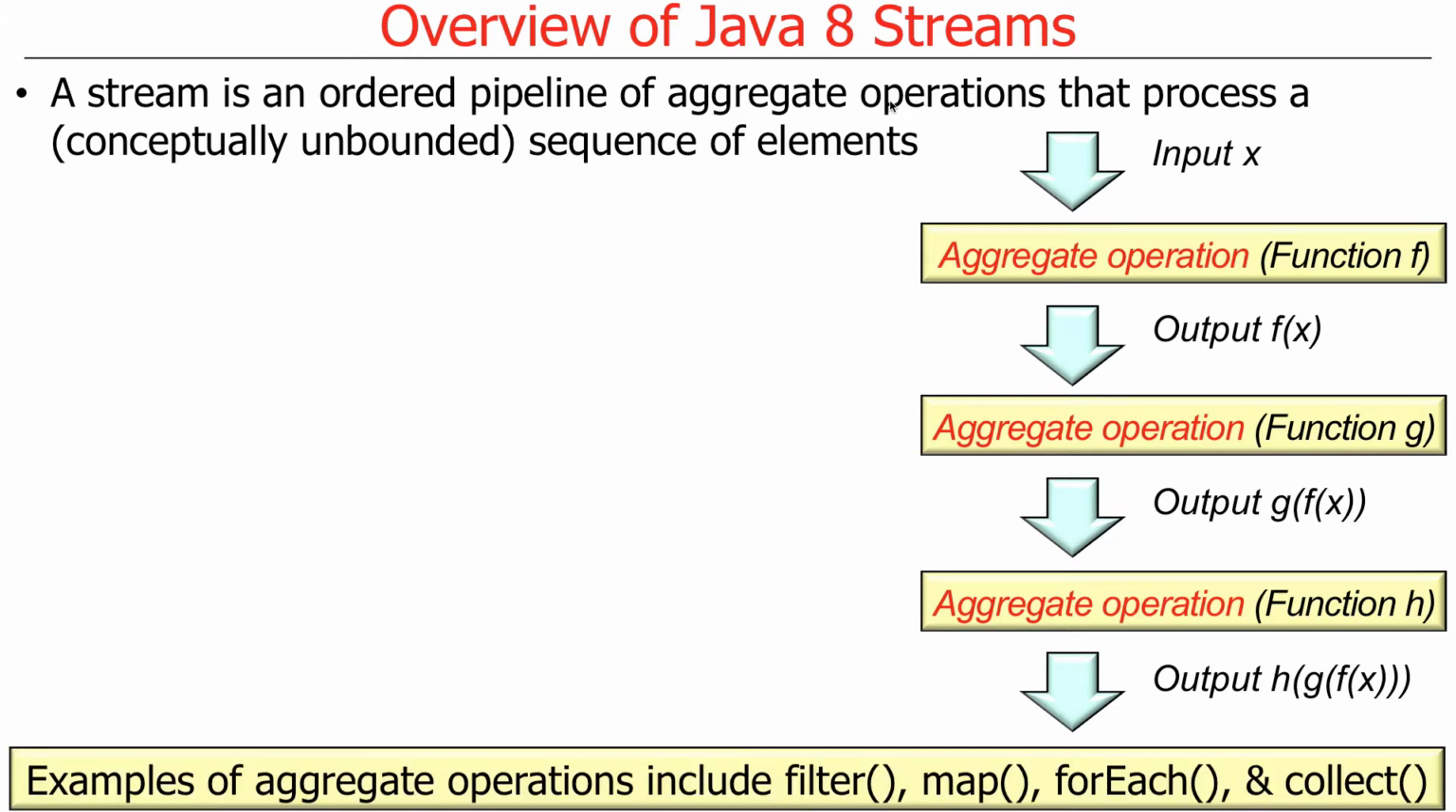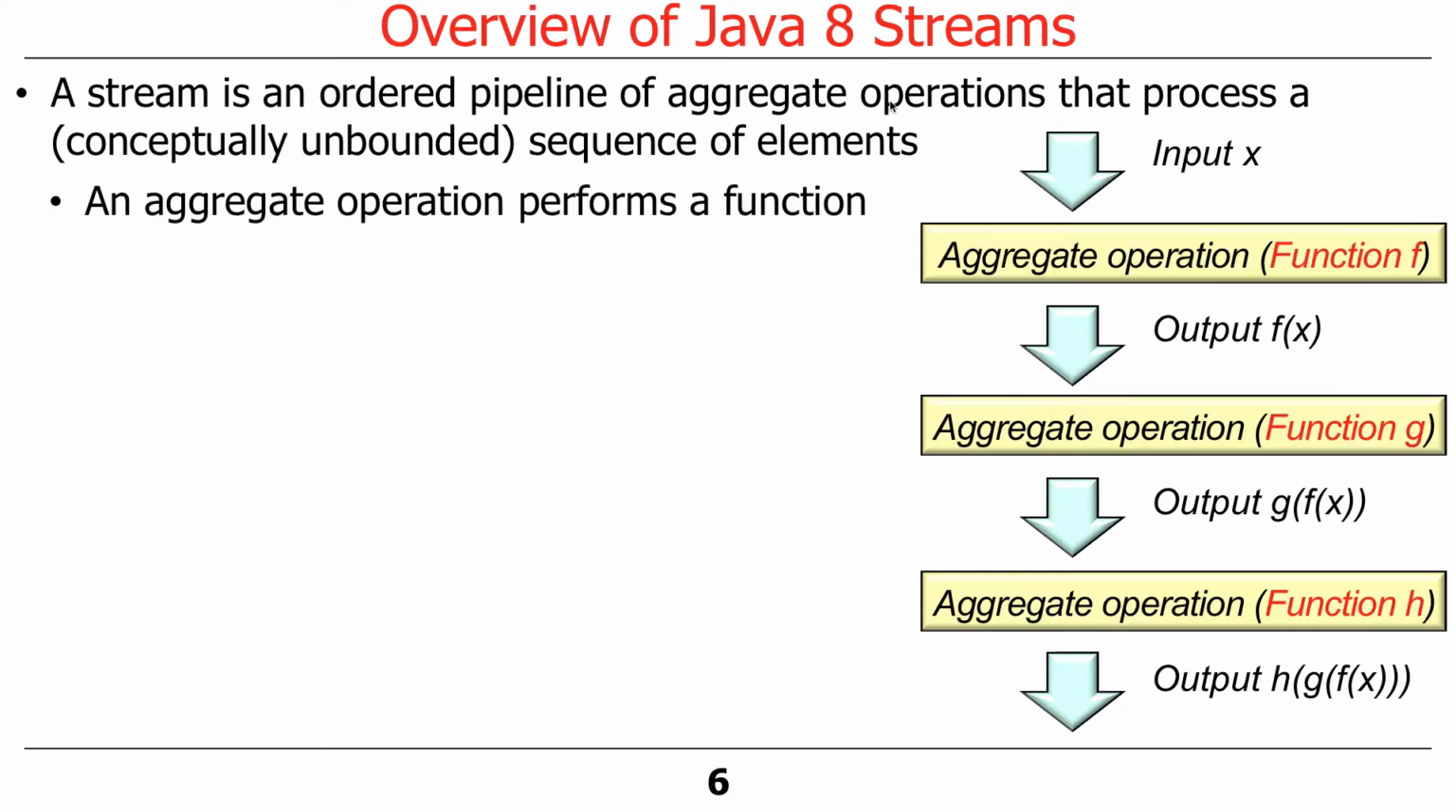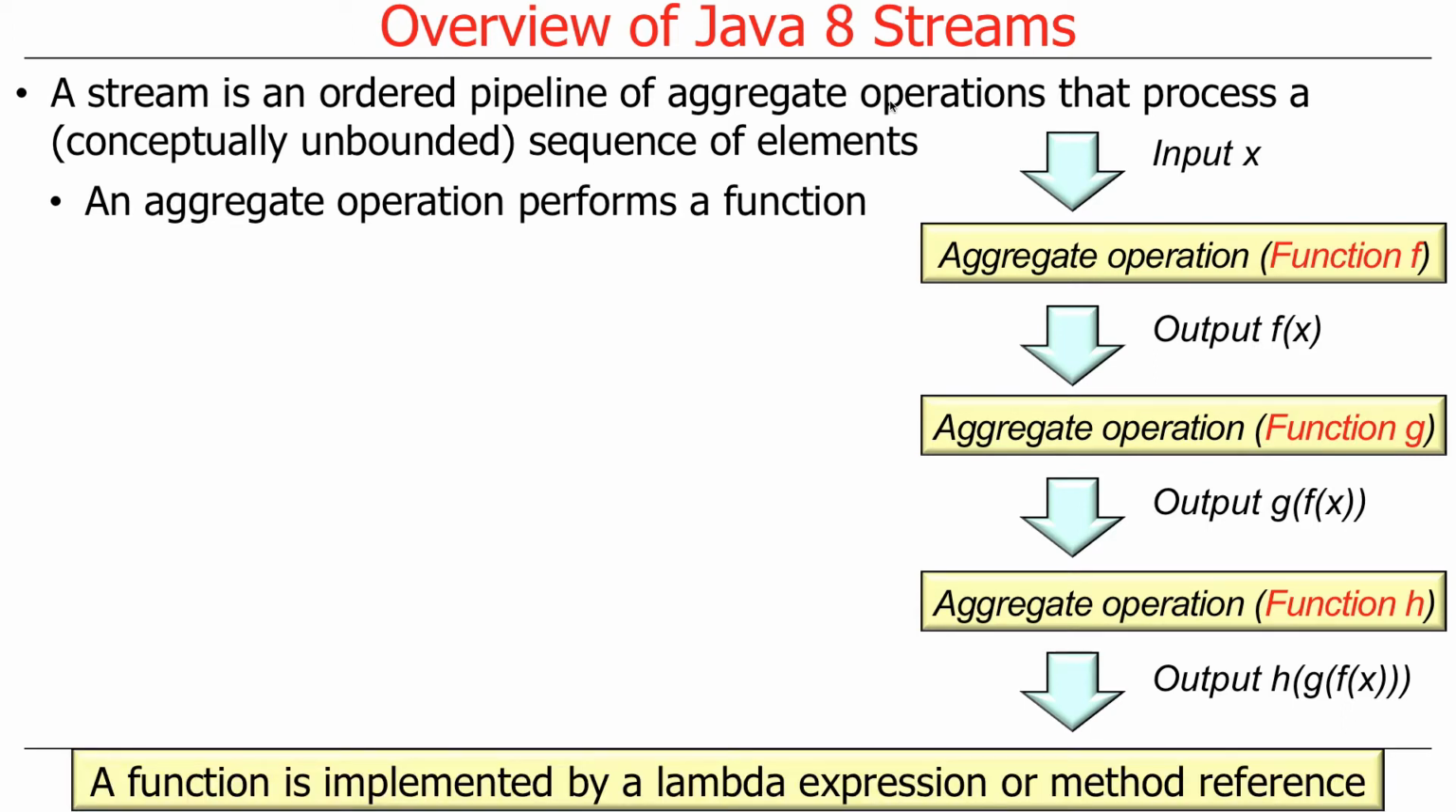So some examples of aggregate operations, which are operations that modify the flow of data through the stream, include filter, map, for each, and collect. You've seen for each before. We've talked about filter, map, and collect briefly, and we'll go into that in more detail. The key thing is that you've got these aggregate operations that are going to manipulate the flow of data through the stream. So the aggregate operation performs a function on each element in the stream. And a function can be implemented by a lambda expression or a method reference. So the things we talked about before start applying.